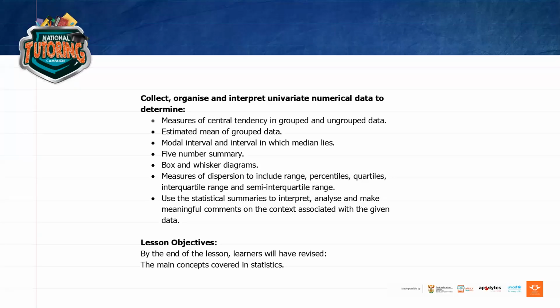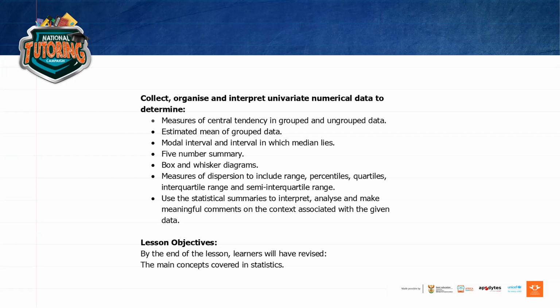What we have done thus far with regards to statistics is we've learned to collect, organize, and interpret univariate numerical data to determine measures of central tendency in grouped and ungrouped data, the estimated mean of grouped data, the modal interval and the interval in which the median lies, the 5-number summary, box and whisker diagrams, measures of dispersion to include range, percentiles, quartiles, interquartile range, and semi-interquartile range, as well as to use the statistical summaries to interpret, analyze, and make meaningful comments on the context associated with the given data.